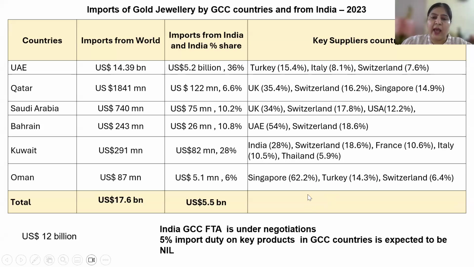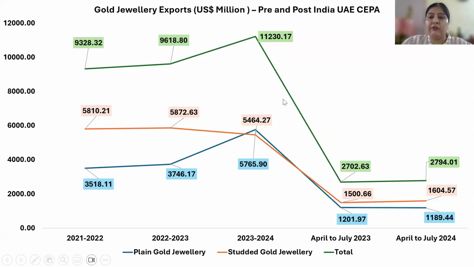So once this happens, if you see this graph, I'm just taking you to this first curve only. See, after this India UAE CEPA, in 21-22, that is the pre-CEPA, our exports of gold jewelry to UAE were $9 billion. Now we stand at $11 billion. And as per the growth trends in the current year also, we are going to touch around $13 to $14 billion in the UAE market, only the UAE market.